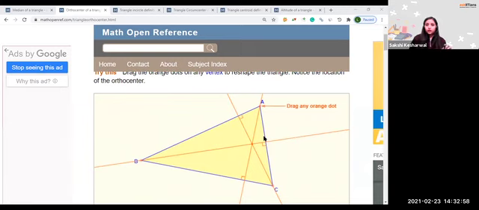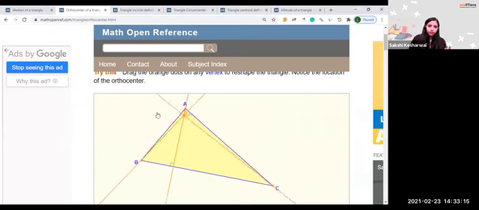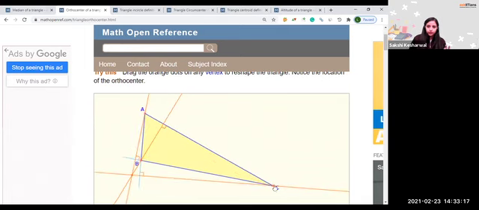Now, this is an orthocenter, right? This point is known as the orthocenter, and these are all three altitudes, right? Now, ABC is an acute angle triangle. So for an acute angle triangle, you will see that it lies inside the triangle we have just drawn, right? Now, let's make this a right angle triangle.